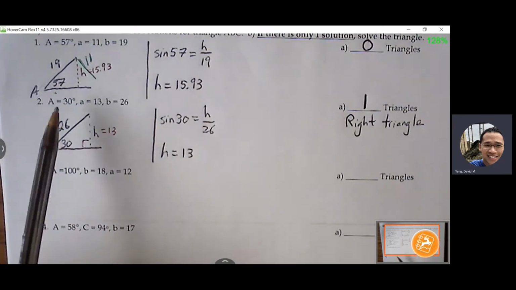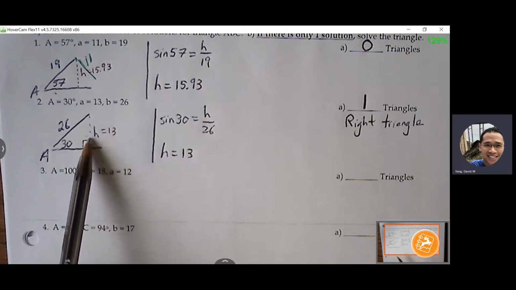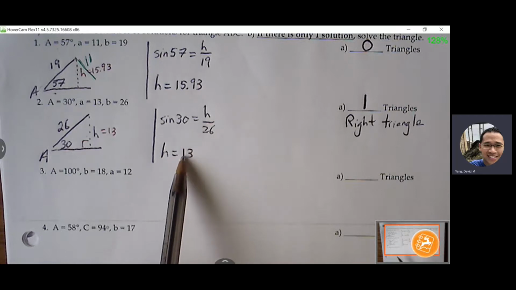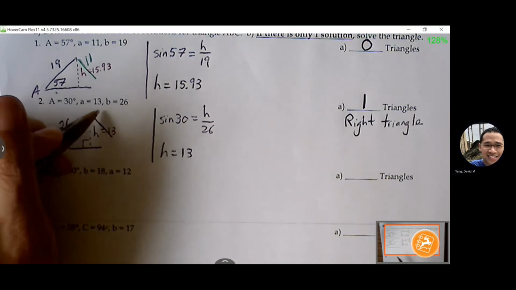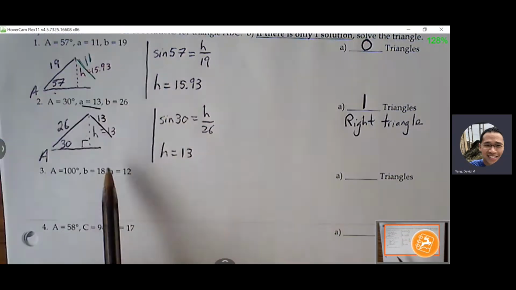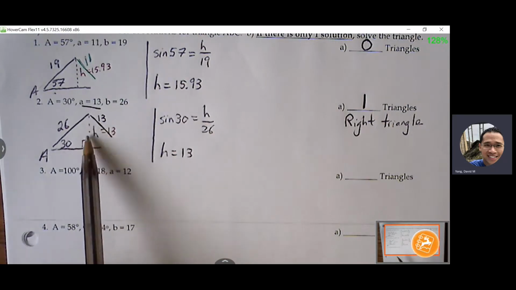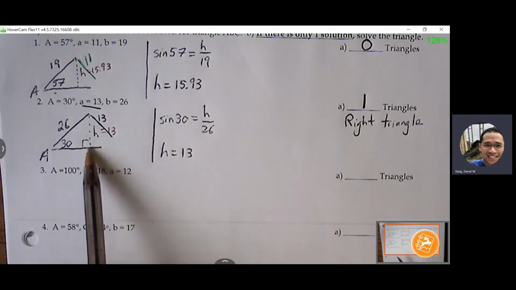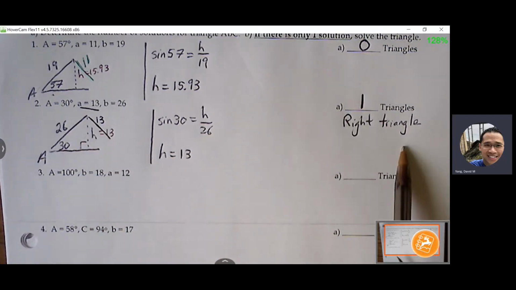Okay. Number 2, we had our angle 30 degrees, side 26. We drop our vertical. We go through SOHCAHTOA. We solve for H. H equals 13. Now H equals 13, and the A value is also 13. So that means the only time this side is going to hit this opposite side is right here when it lands as a right angle. So that tells us that not only can we create 1 triangle, the only triangle that can be created is a right triangle. Okay. Everybody okay with that?